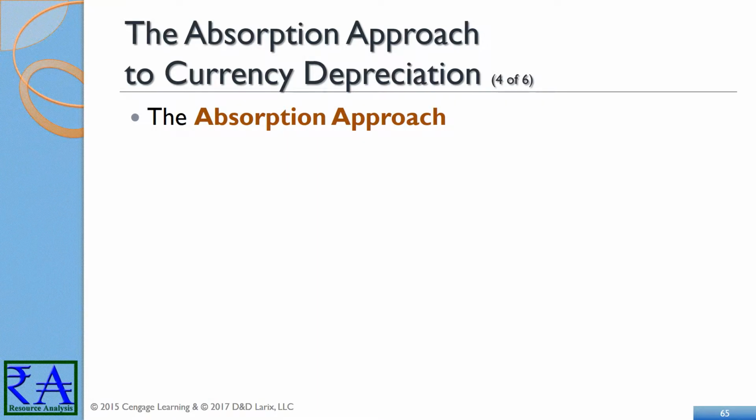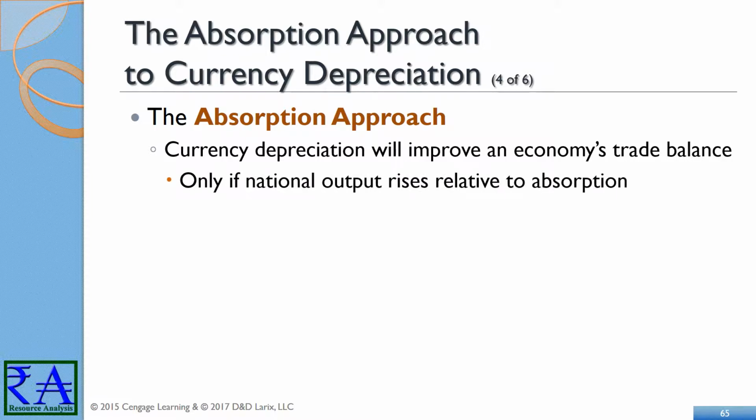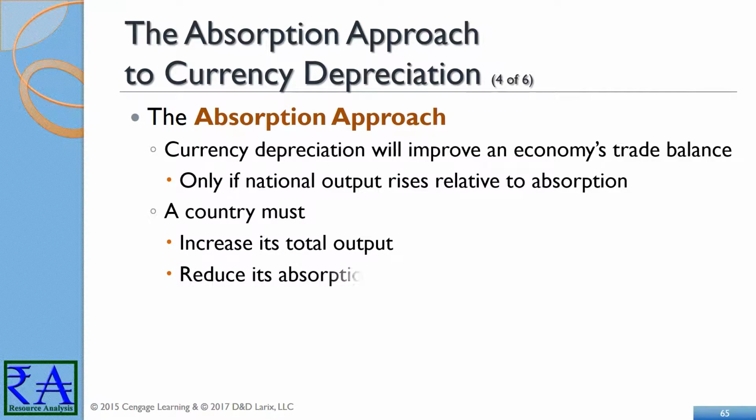This relates back to the nation's trade balance. If the national output exceeds domestic absorption, the trade balance will be positive. A negative trade balance suggests that the economy is spending beyond its ability to produce. The absorption approach predicts that a currency depreciation will improve an economy's trade balance only if national output rises relative to absorption. It works in the country's favor during a currency depreciation case only if the country can sell more goods to other nations than it consumes domestically. This means that a country must increase total output and reduce absorption.